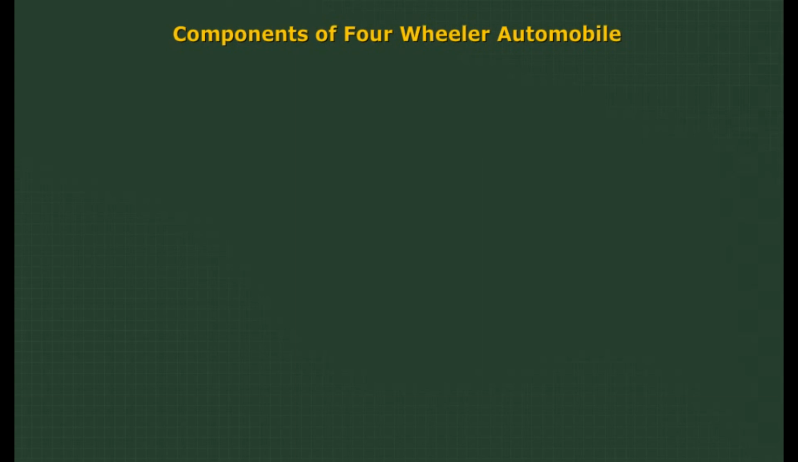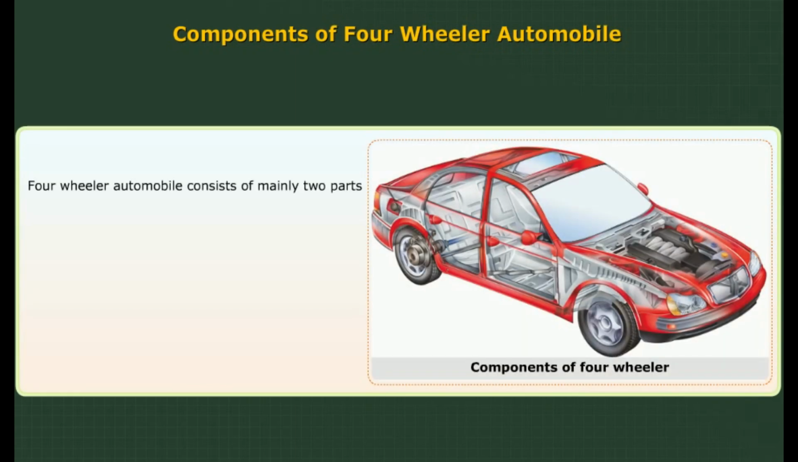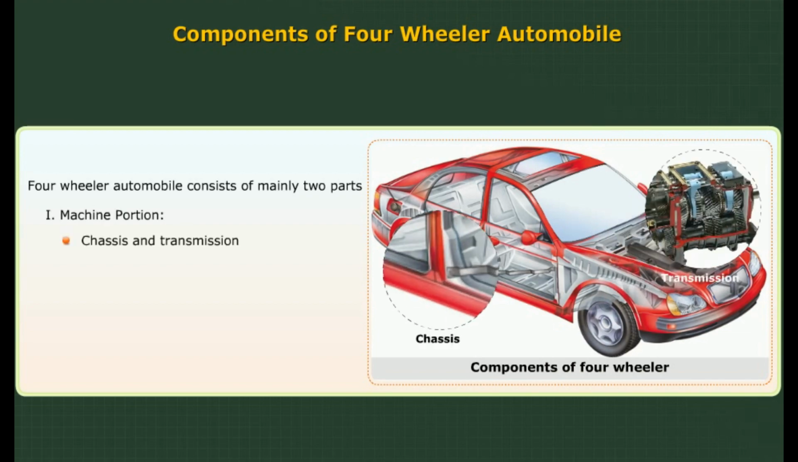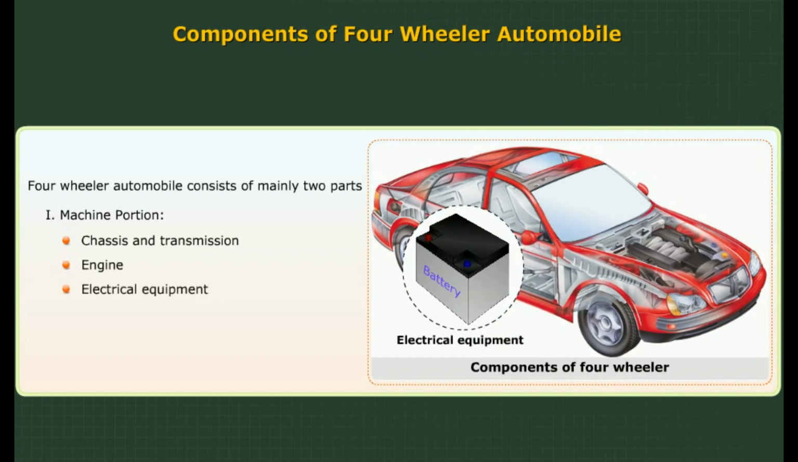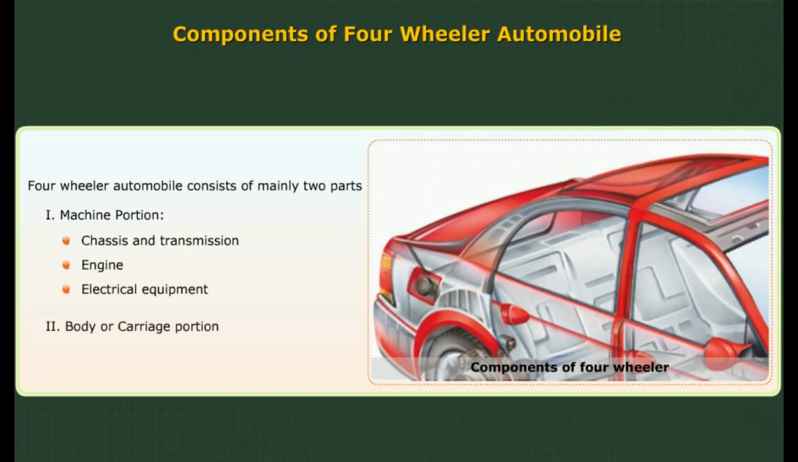Components of a four-wheeler automobile. A four-wheeler automobile consists mainly of two parts: 1. Machine portion: chassis and transmission, engine, electrical equipment. 2. Body or carriage portion.